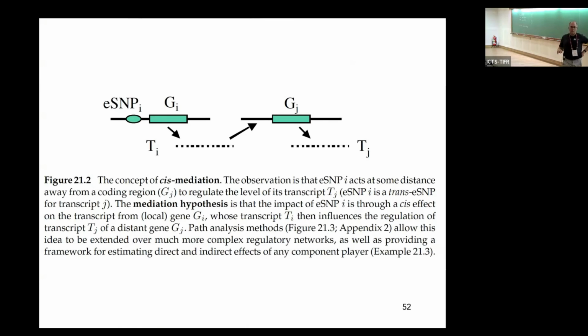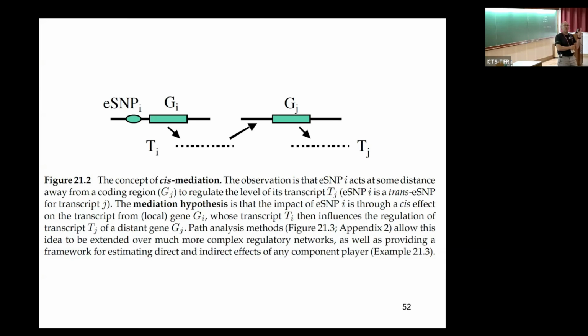So 21 talks about some of the problems of basically finding cis versus trans, but a model that's really helped people is the idea about mediation. Suppose I have a SNP I, and I can show that SNP I impacts the transcript from gene J, and I is quite a bit away. So we would call this an eSNP for trait J, and it would be a trans or a distant eSNP. These are obviously hard to find because you have to search through the entire genome.